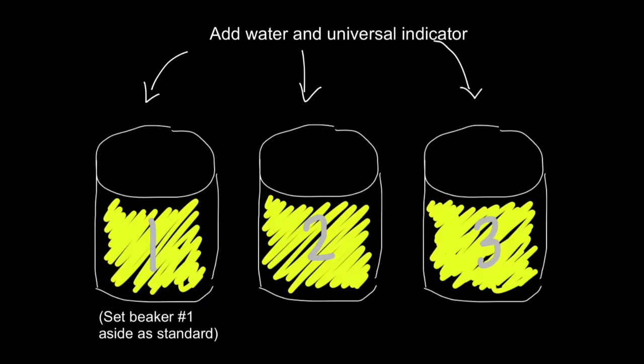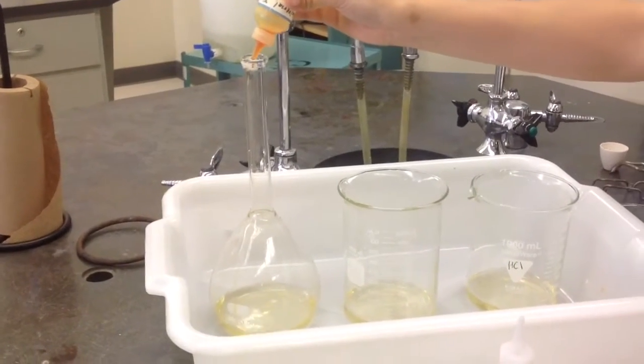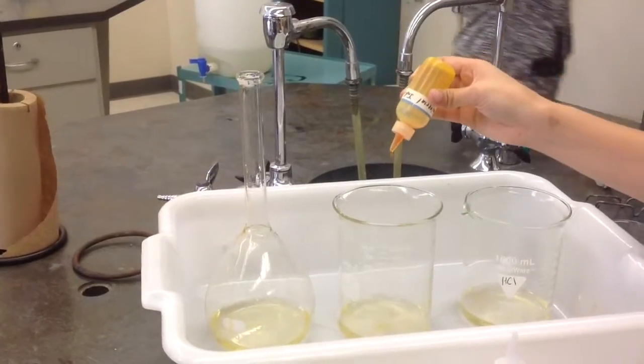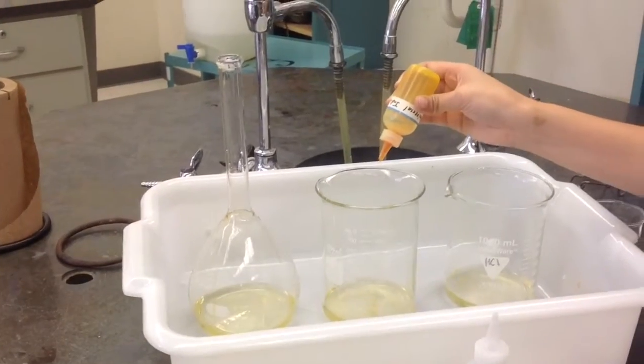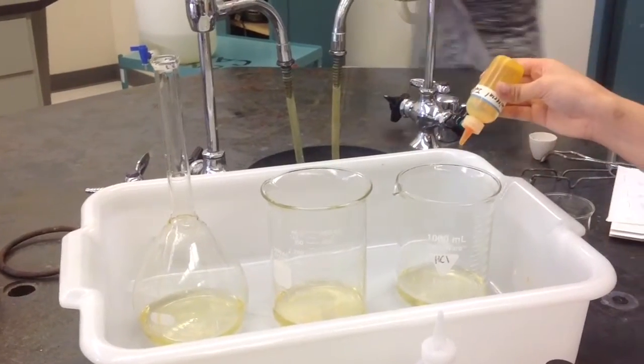To begin, I'm going to be adding about 100 milliliters of distilled water to each 1 liter container. I will then add enough universal indicator to each container to give it a distinct color. Here, the distilled water appears to be slightly acidic as shown by its yellow color in the presence of the universal indicator. I will set the first glass beaker or container aside to refer back to later.